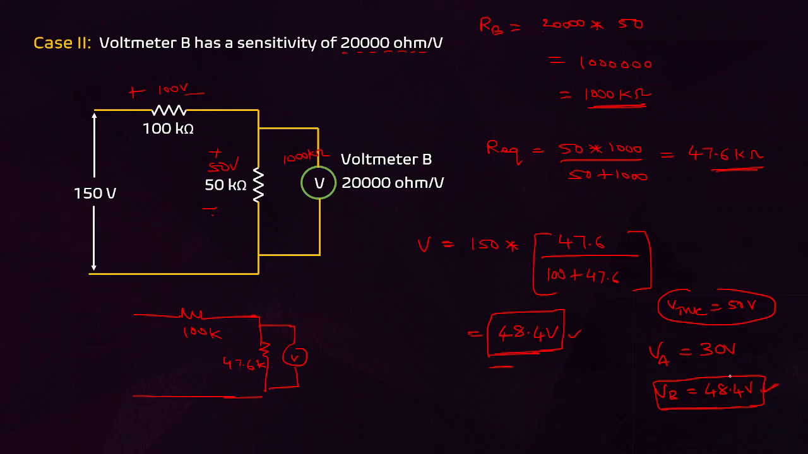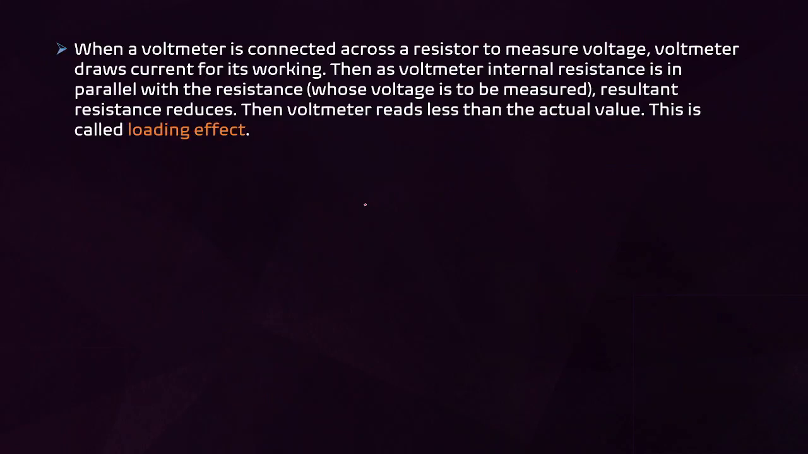So we can conclude here that voltmeter B, which has more sensitivity, is more accurate and has very less loading effect. I'll show you the true definition of loading effect now. See, when a voltmeter is connected across a resistor to measure voltage, that is what we did, right? This was done just before. This was 100k and this was 50k, and here the input is 150 volt, right?